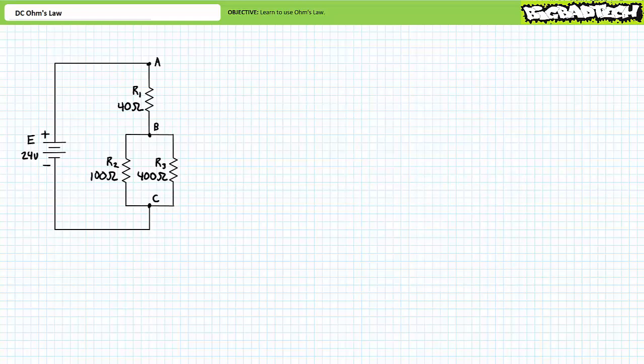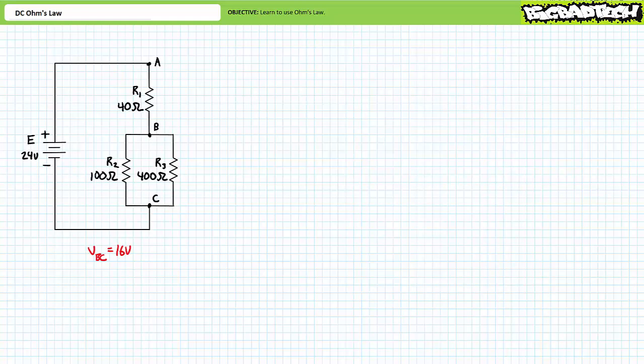Voltage source E, having a value of 24 volts, is between nodes A and C. Resistor R1, having a value of 40 ohms, is between node A and B. Resistor R2, having a value of 100 ohms, is between node B and C. And finally, resistor R3, having a value of 400 ohms, is also between node B and C.